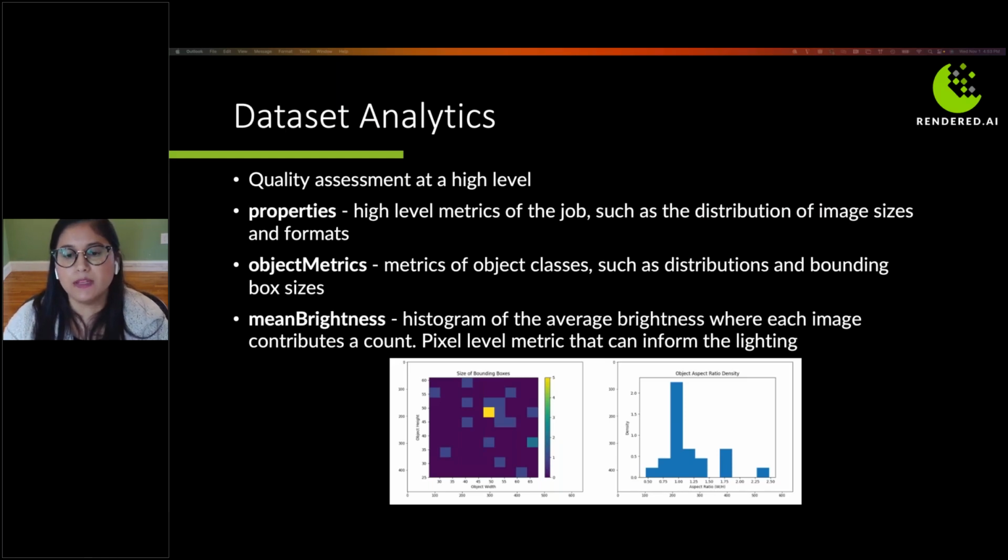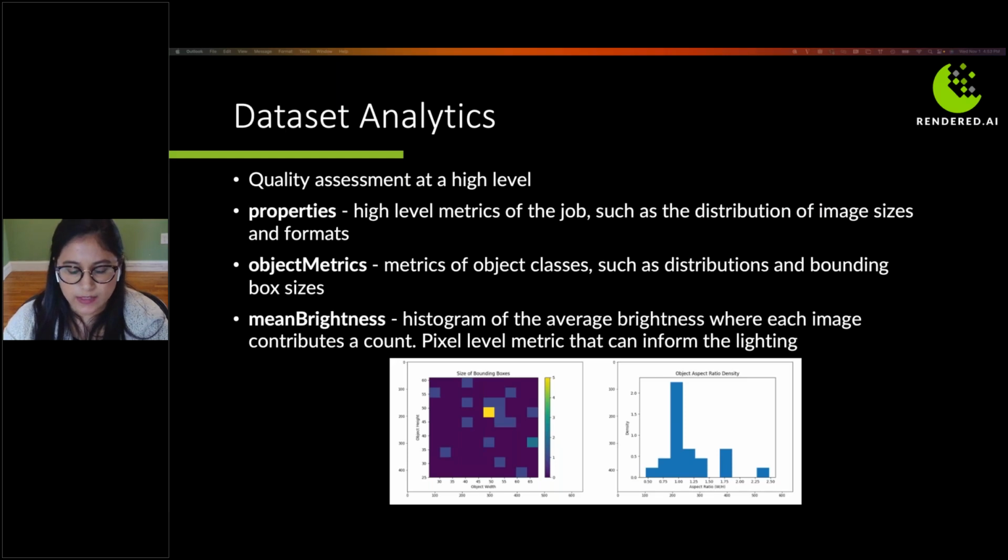The third one is mean brightness. So from our perspective, we will output a histogram of the average brightness where each image contributes a count. And this is a pixel level metric that informs the lighting of your simulator or your data set.